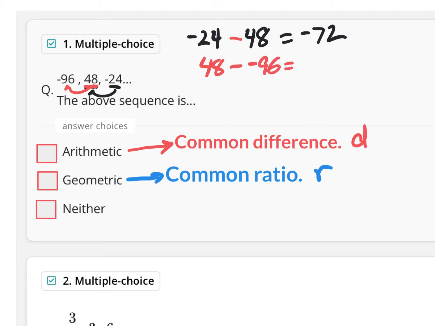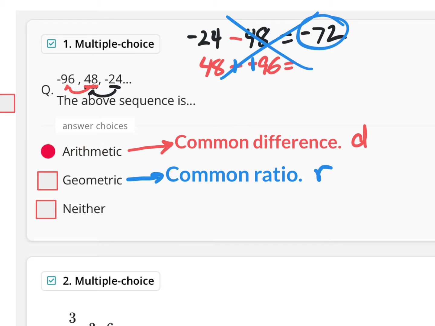As you can see, you're going to end up changing these to plus, and you end up with a huge positive number, which is definitely not negative 72. So there is no common difference, so it's definitely not arithmetic. As you can see, there's a red dot there. That means arithmetic is not the correct answer.